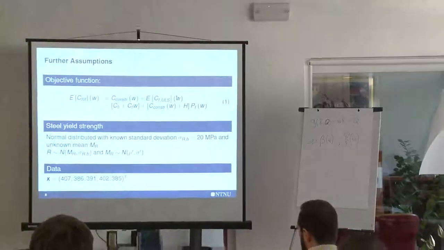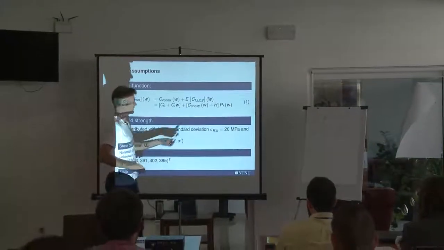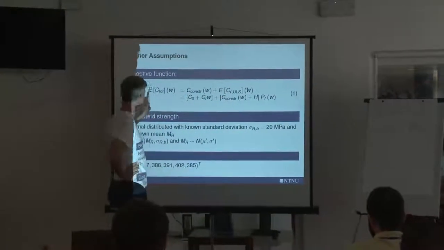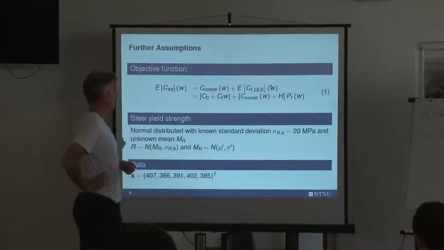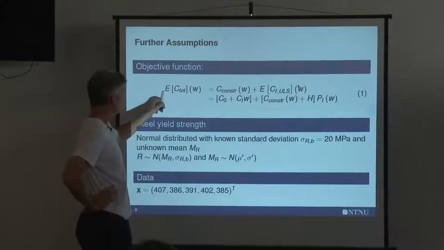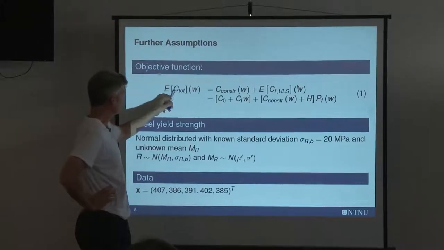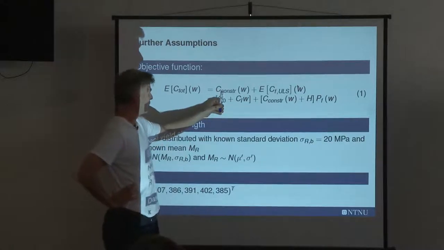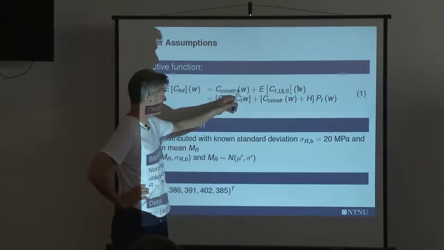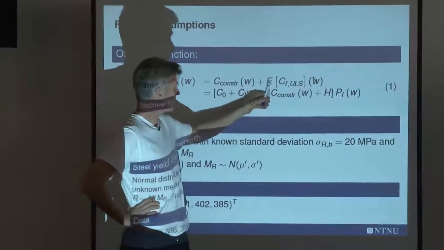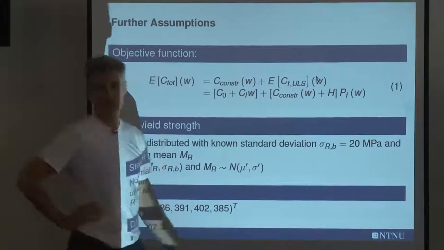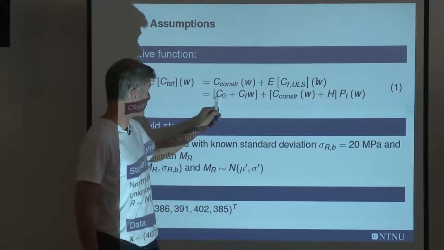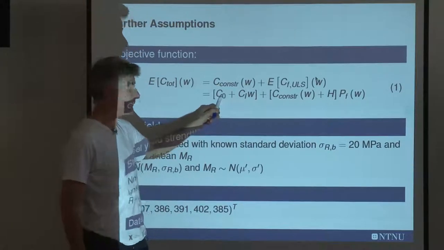And this functional relationship between the failure probability and the decision variable W goes into this objective function. So the objective function, in very simple terms, is the expected total cost as a function of W, which we want to represent as a construction cost as a function of W, and the expected ultimate failure cost as a function of W. So here, the construction costs are split up in a fixed construction cost.